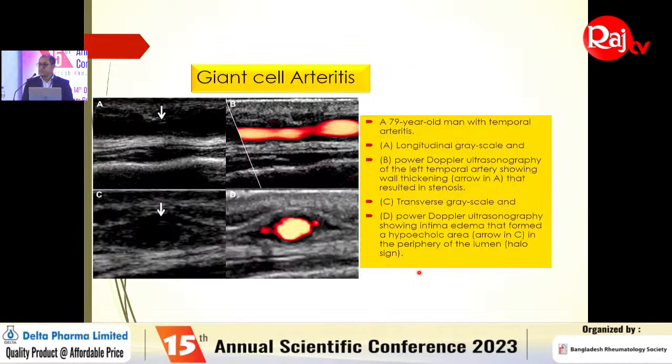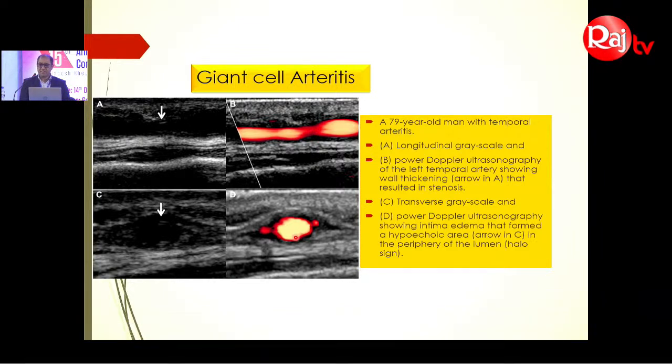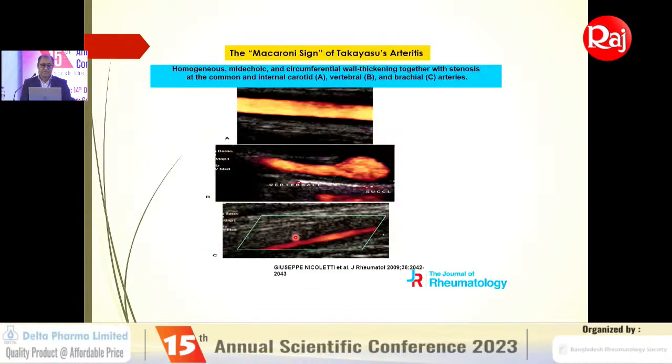In vasculitis, musculoskeletal ultrasonography plays a great role because we know in vasculitis there is inflammation of the vessel. It is found that in the grayscale image there is increased thickness of the intimal layer, and by power Doppler signal there is also thickening of the intimal layer, and there is stenosis also. And in giant cell arteritis, in the transverse image of the temporal artery, we may find the halo sign. By seeing the halo sign, we can identify giant cell arteritis.